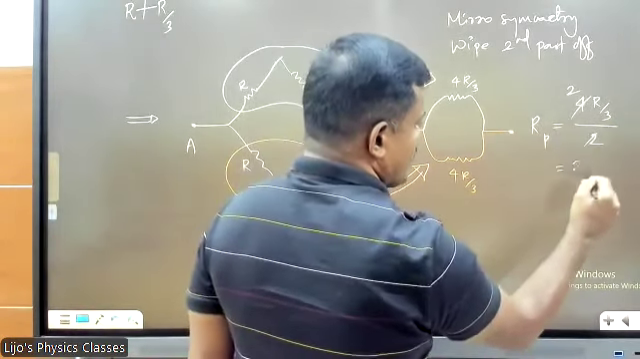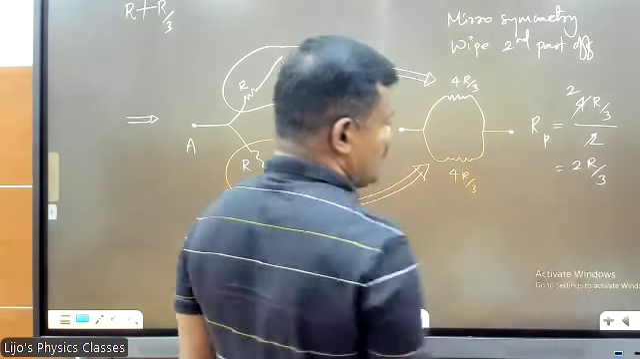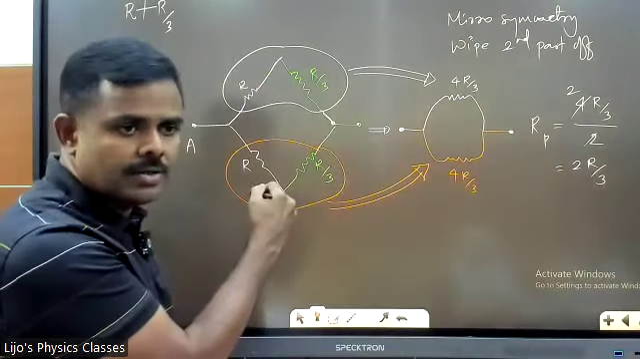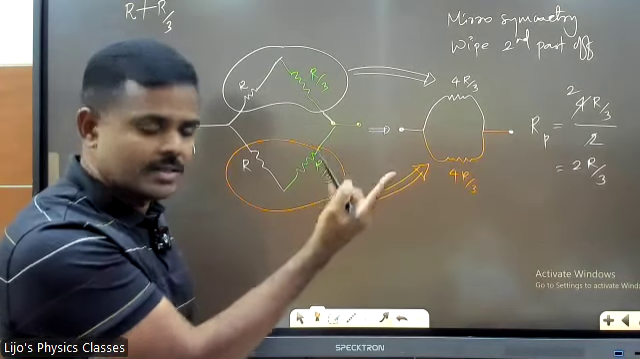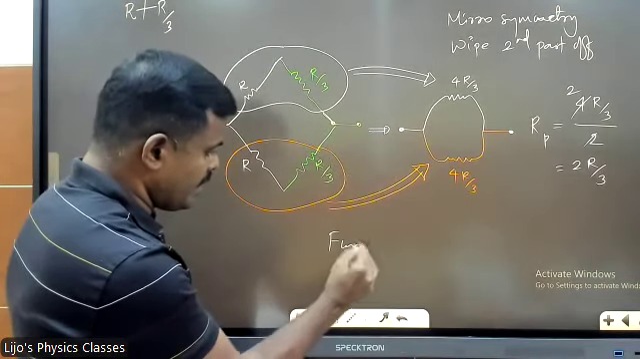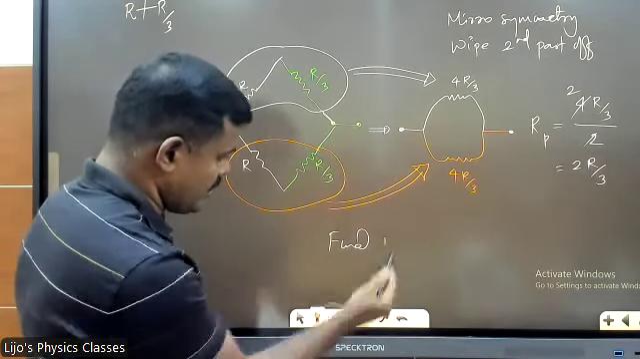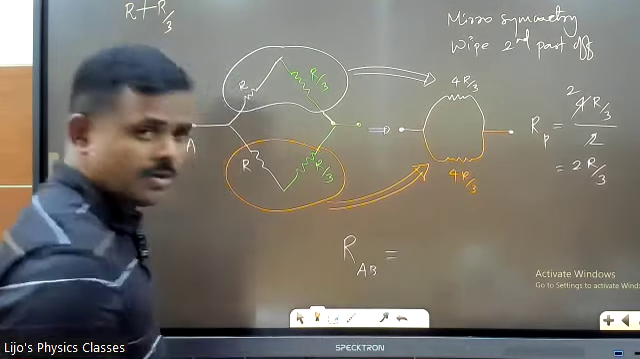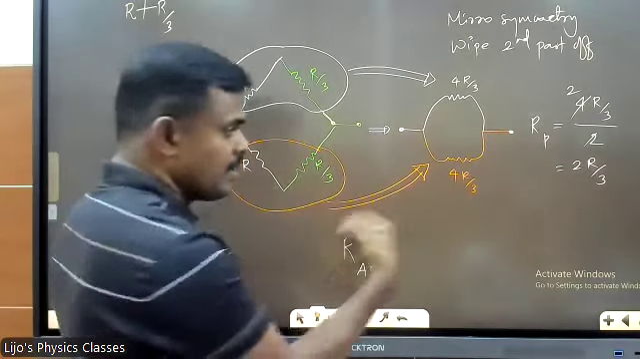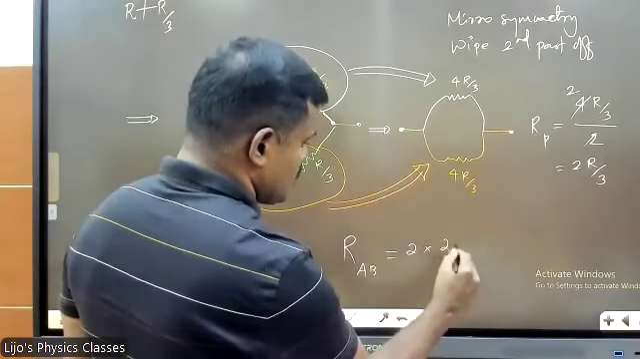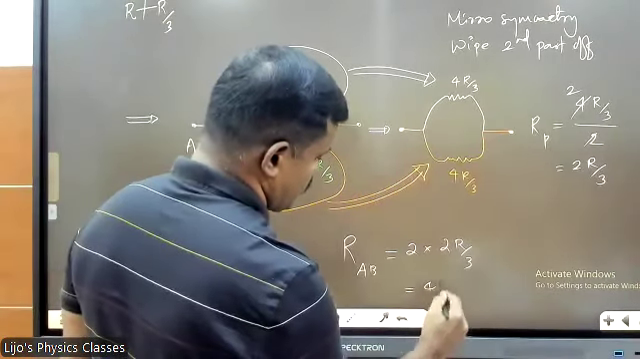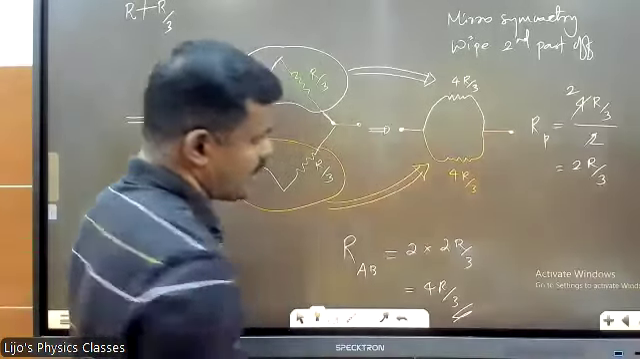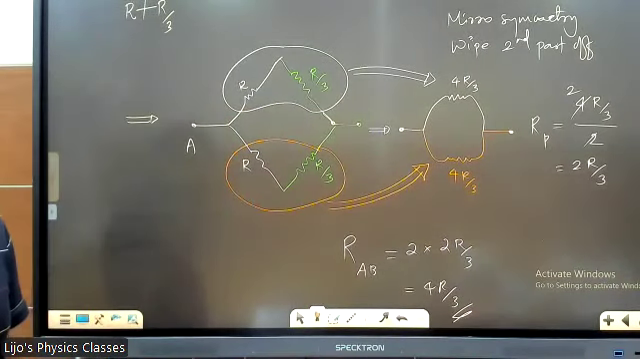Now, this is 2R by 3. Am I completely done? No. This is only half, no? I wiped one half out, right? So, you can write final resistance or simply write RAB. They are asking between A and B, no? I said I did only the left half. Right half still remains. So, I must take 2 into 2R by 3. That's going to be 4R by 3. All of you got that?